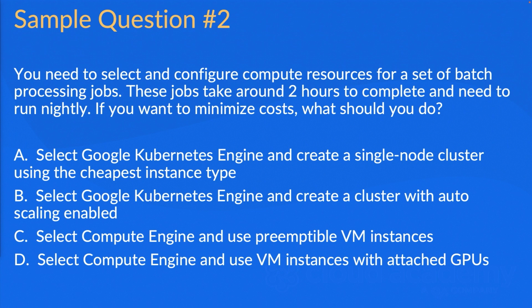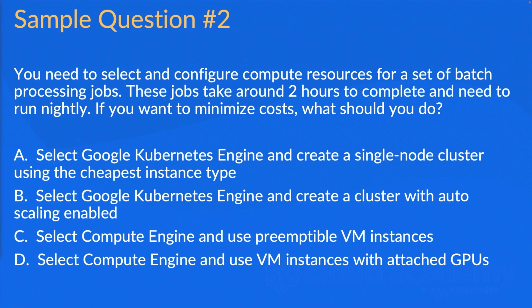The other main factor here is that we want to focus on minimizing costs. Sometimes you'll be asked to optimize for different things. Sometimes it's scalability, sometimes it's reliability. Here it's about costs. The goal is to run the batch processing jobs within the constraints that are provided, but we also want to pick the option that's going to be the cheapest.